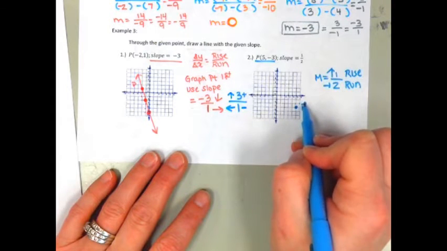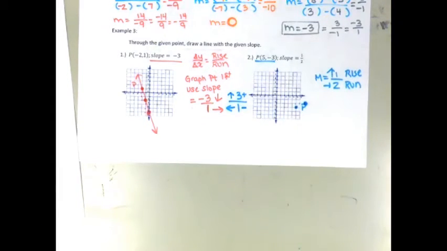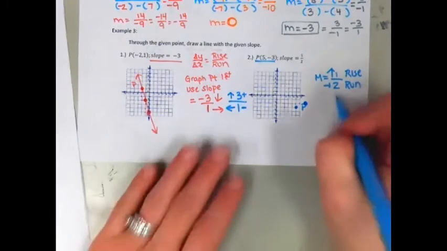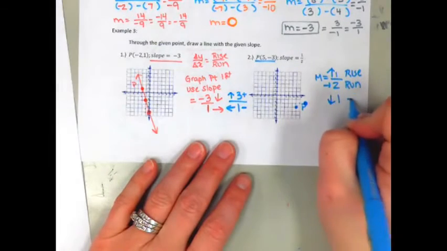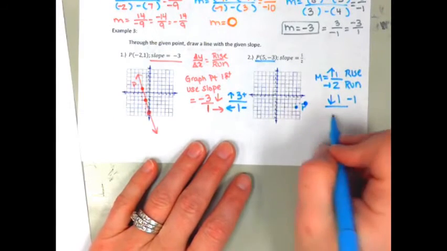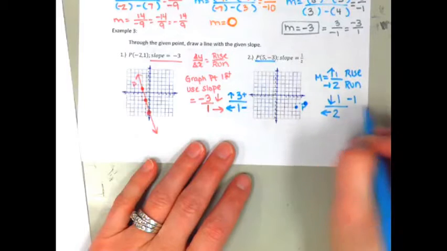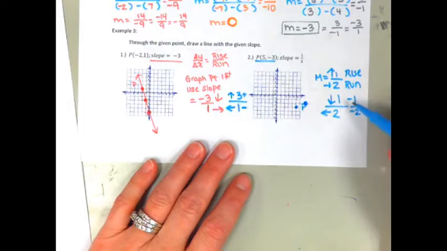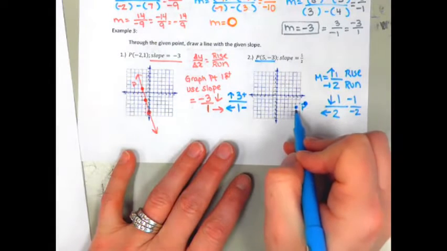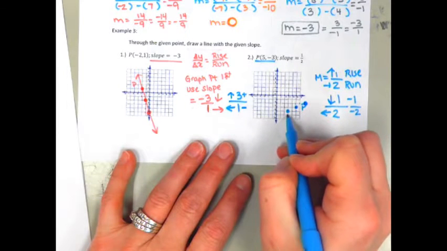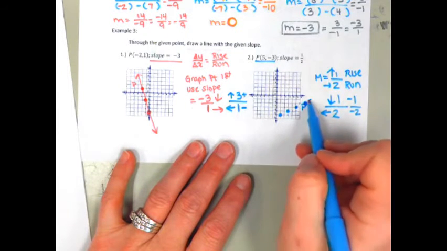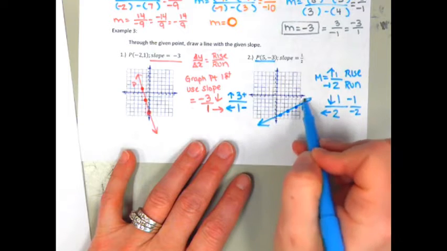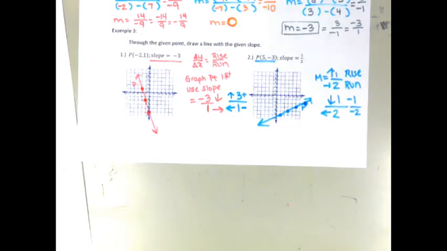Uh-oh, I ran out of room. So how could I reverse that? I could go down 1, meaning -1, and I could go to the left 2, making it -2. Isn't a negative over a negative a positive still? Yeah, so I could go down 1, left 2, and I could go down 1, left 2. And then draw my line with arrows. And that is 8.3.